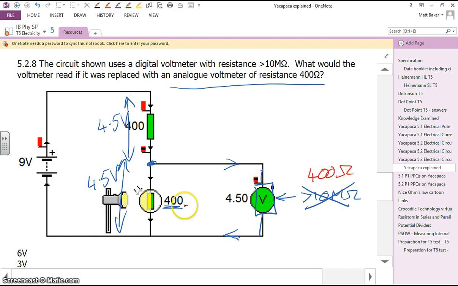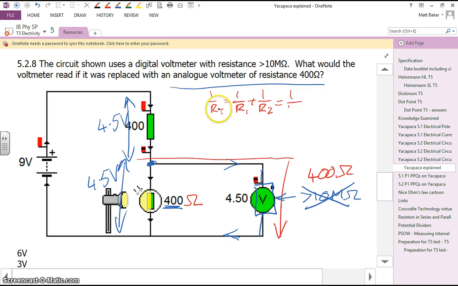So now we need to think about how that affects the circuit. So what we've got here is a 400 ohm resistor in parallel with another 400 ohm resistor. So the total resistance of this bottom part of the circuit, all of this down here, we need to work out like this. Now you might just be able to look at it and do it in your head because the numbers are very straightforward. I'm going to write it out in full so that you can see how it works.